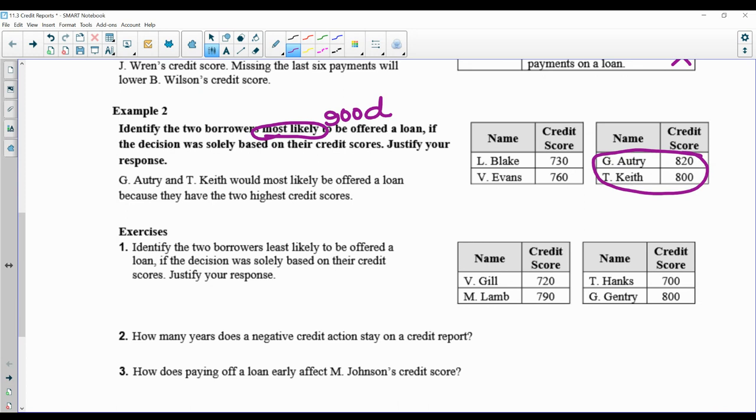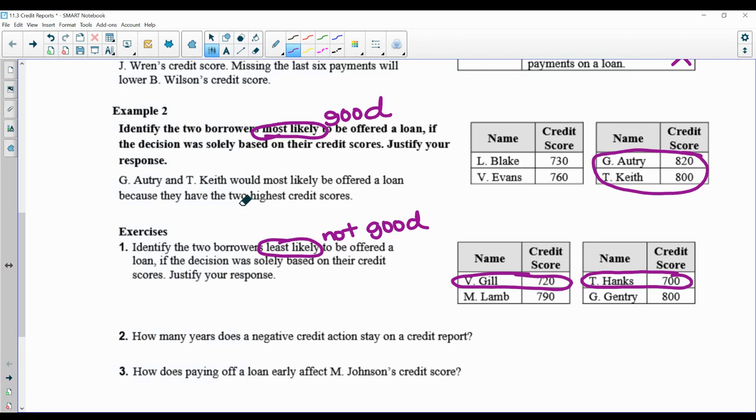Then the next example, it says that you're going to select the 2 names that are going to be least likely to be offered a loan. Least likely will not be good. So that's going to have the lowest scores. So my lowest scores would be the 700 and the 720. So these would be the 2 people that would be least likely to be offered a loan.